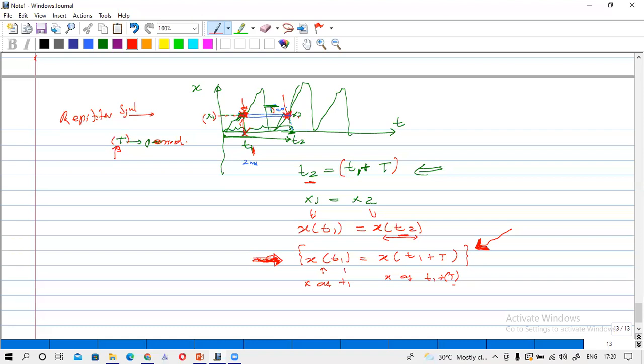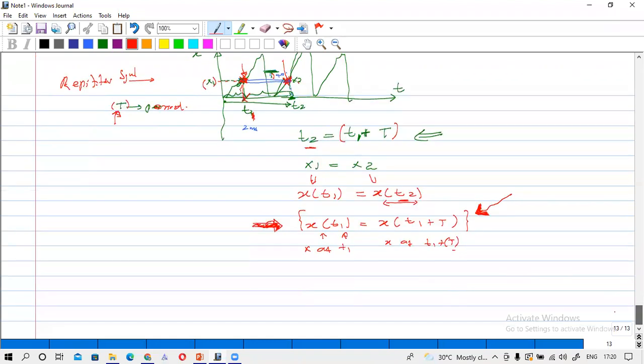So this T1 can be any time point. So generally we can write x(t) is equal to x(t + T). So this is the condition for a periodic signal.